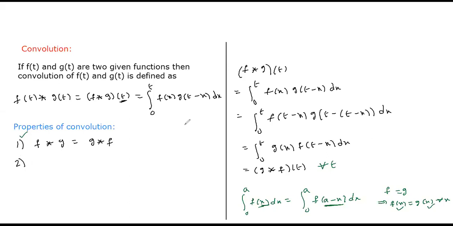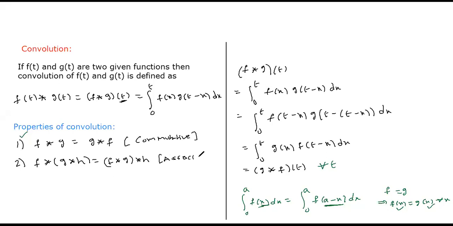What is this property called, f convolution g equal to g convolution f? Commutative, because convolution is an operation, something like addition and multiplication. So convolution is commutative. Similarly, f convolution g convolution h is equal to f convolution g convolution h with the grouping changed. What is this property called? Associative.